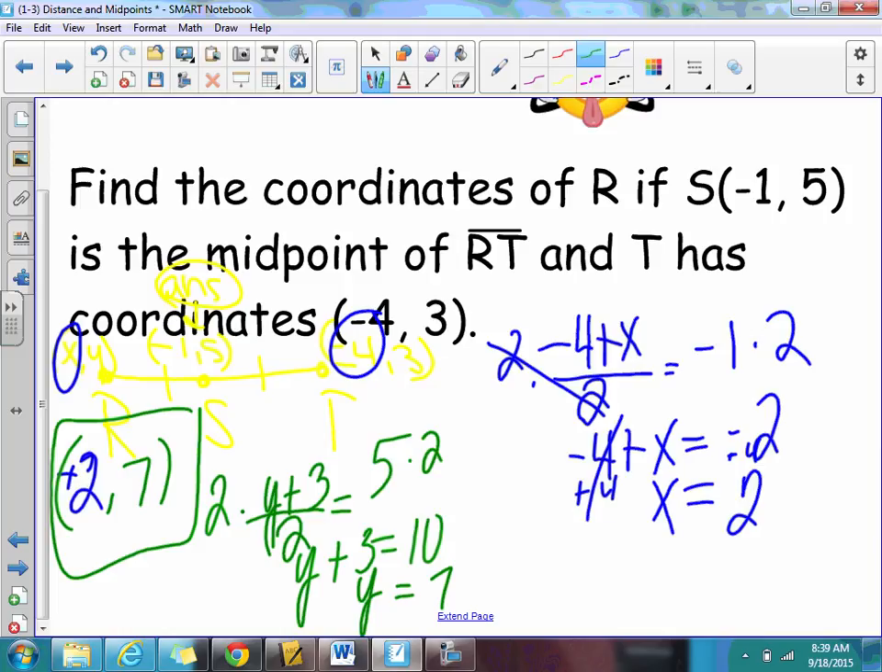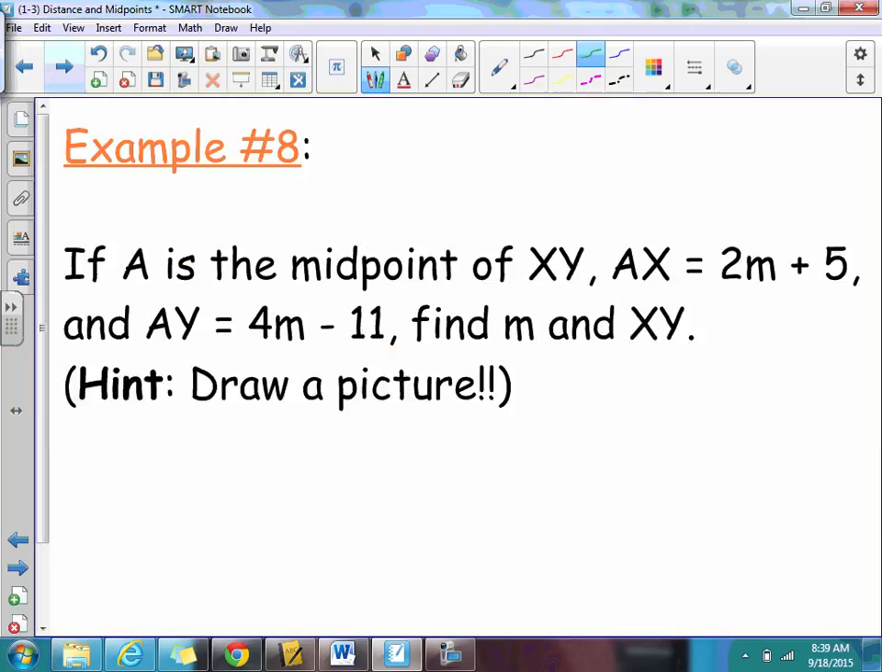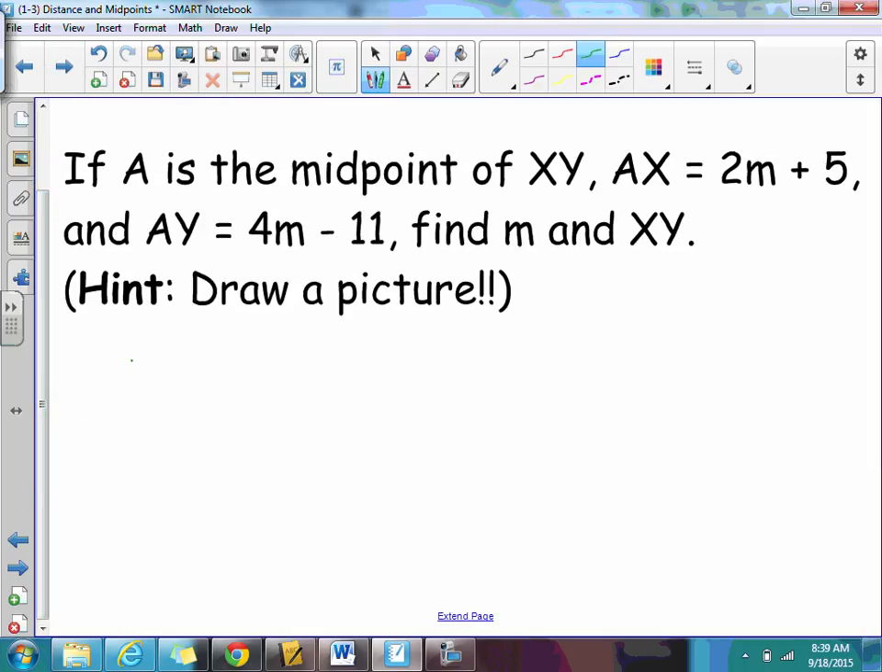Questions? Okay, one more in the rule, and it's not as hard as this one. Last one. If M is the midpoint of XY, XM is 2m plus 5, and MY is 4m minus 11, find m and XY. Draw a picture. All right, so here we go.